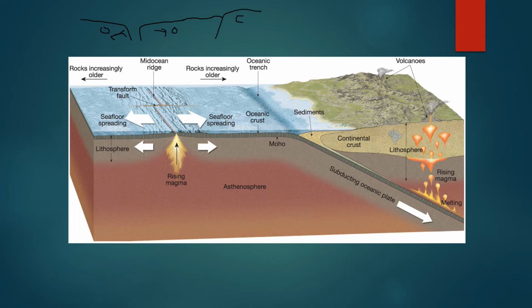You have oceanic crust and you have continental crust, and that's just what it sounds like, right? Continental is going to be on your continents. That crust is continental. It's older, it's more buoyant, right? And then you have oceanic crust, which is newer, it's denser, it's heavier.